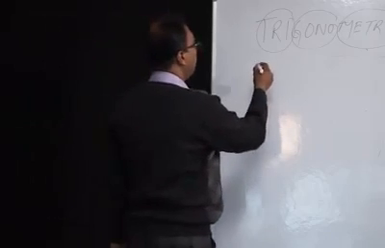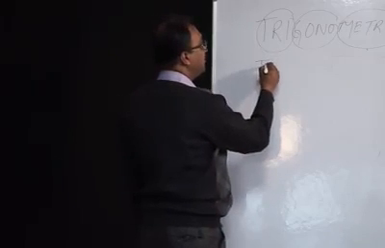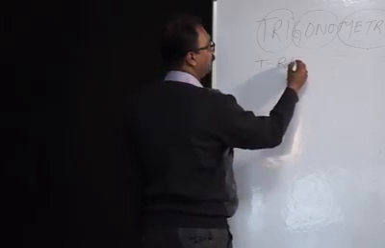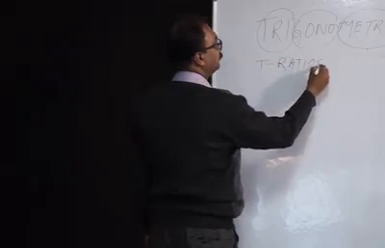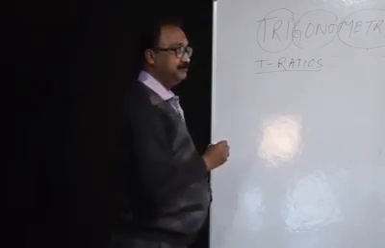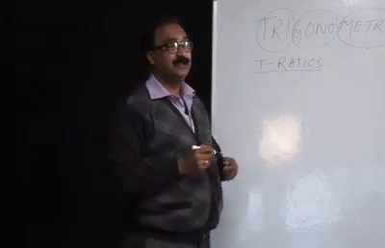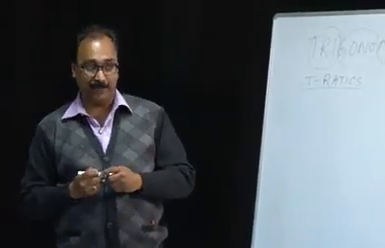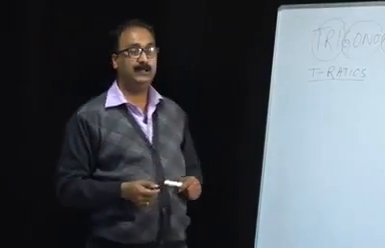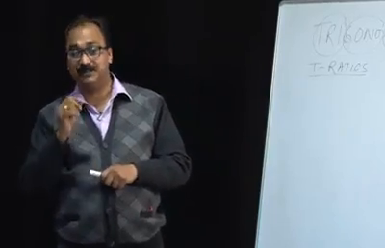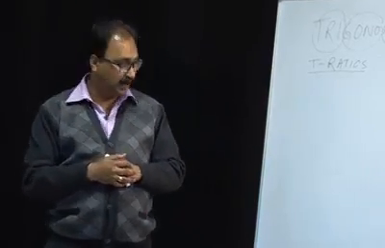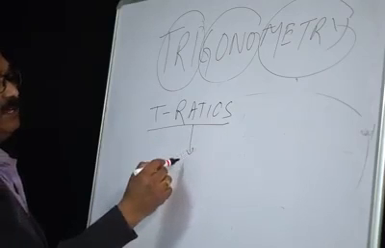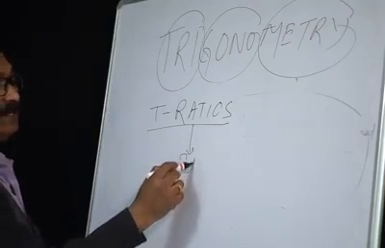Now we deal with trigonometric ratio. Okay, trigonometric ratio. The ratio means dividing 2 quantities of the same kind, and here we will deal with trigonometric ratio of the sides of a right triangle. Clear? So look at here, the ratio with respect to the sides ratio.